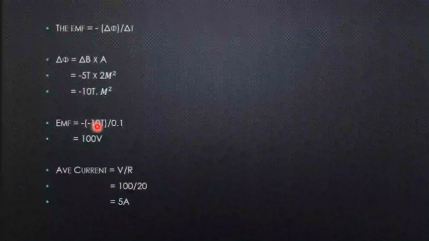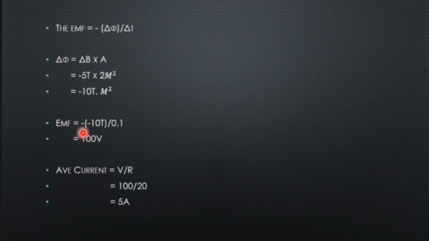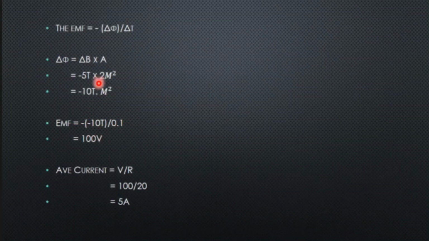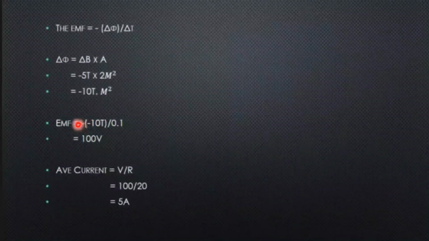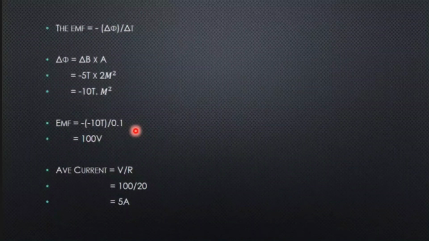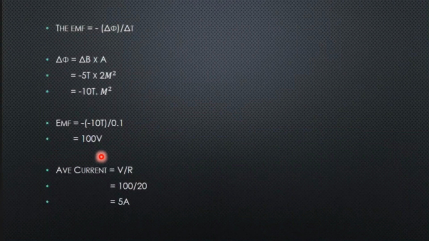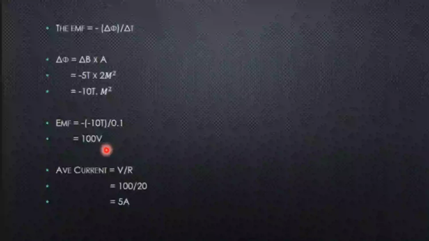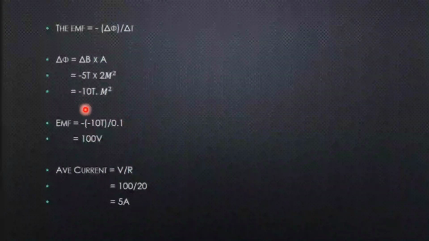You have to remember to put the negative sign in front of the change in magnetic flux, because the negative sign states Lenz's law. So minus bracket minus 10 Tesla meter square divided by 0.1, which is the time taken, will give you 100 volts. I have written volts here because EMF gives volts, or otherwise you can just use this formula to give you the units.